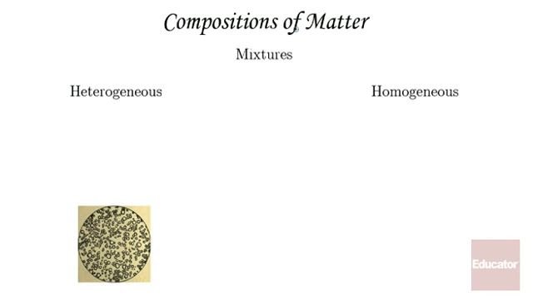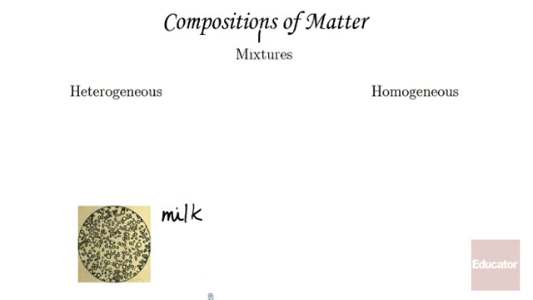Most of the matter we encounter in everyday life comes as a mixture. And mixtures can be of two types, heterogeneous and homogeneous. Let's talk first about heterogeneous mixtures, and I've decided to illustrate that example with a very familiar substance, even though you may never have seen it in this form. This is a photomicrograph, an enlarged photograph of milk.